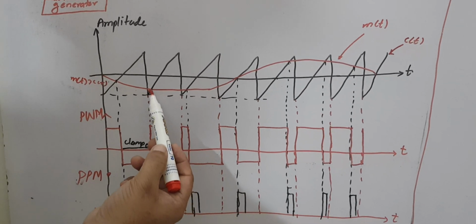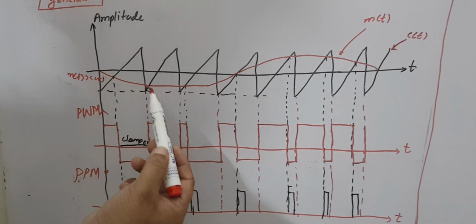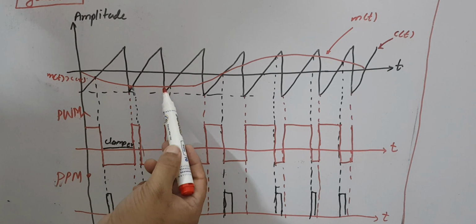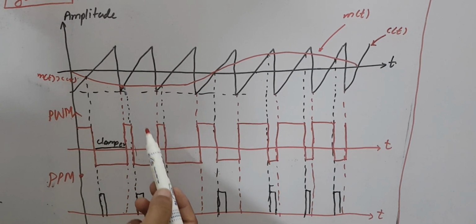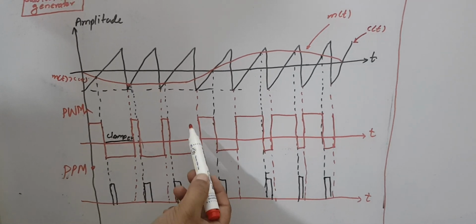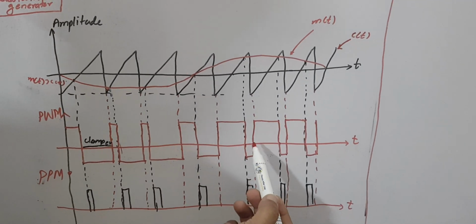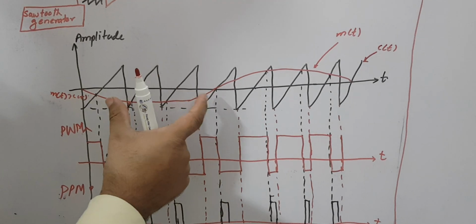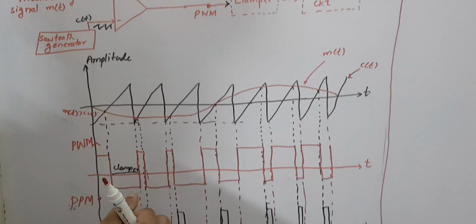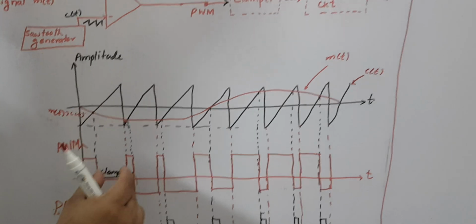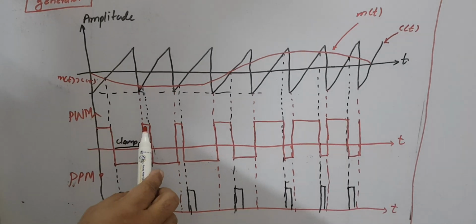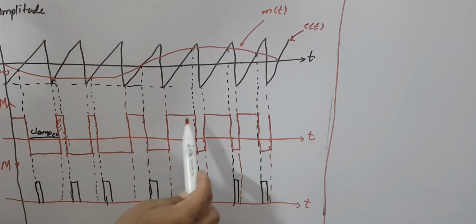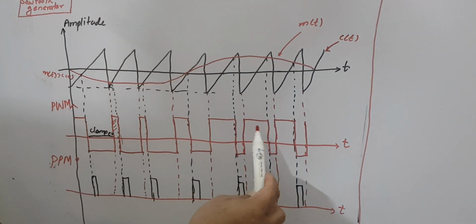And after that, from here to there, CT is bigger than MT, so we have a negative output. Then from here to there, MT is bigger, so we have a positive output, and so on, and we get this type of waveform at the output of the comparator. You can see that when the modulating signal is negative, you have a smaller pulse width, but when the modulating signal is positive, the pulse width of the positive pulses is bigger.